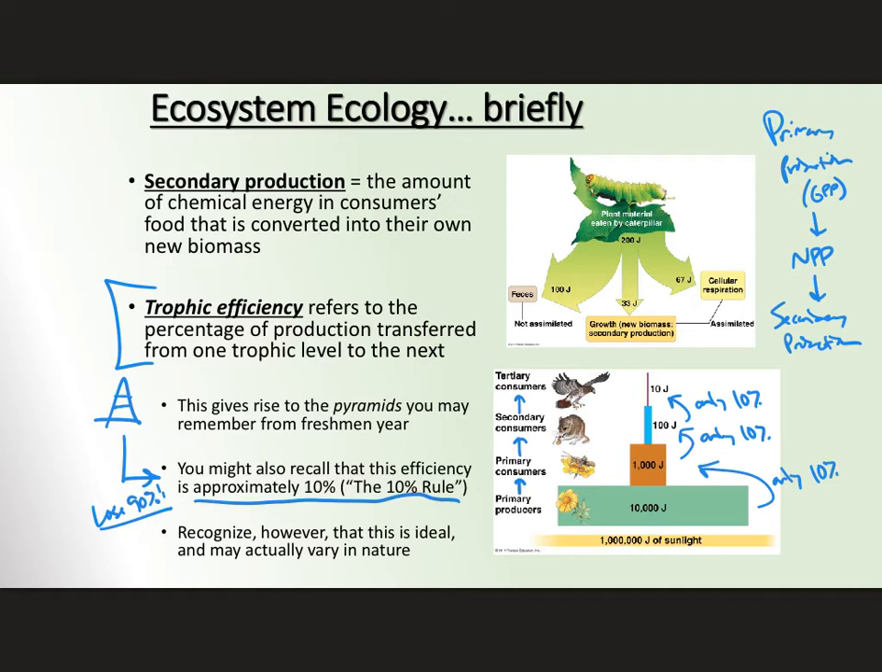But this 10% rule is a very big generalization. This is ideal, and a lot of times the amount of trophic efficiency from one level to the next is highly variable depending on the situation at hand. But for our purposes, in general, you want to think of it as only about 10% of energy going from one trophic level to the next.